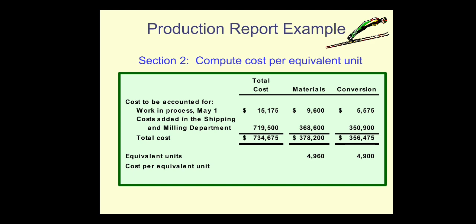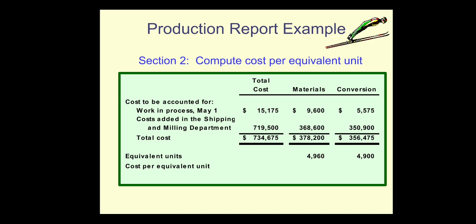In terms of material, total cost is 378,200. In terms of conversion, the total cost is equal to $356,475. And then the next thing to do after you have calculated the total cost during the accounting period or the month, you have to show the equivalent unit.